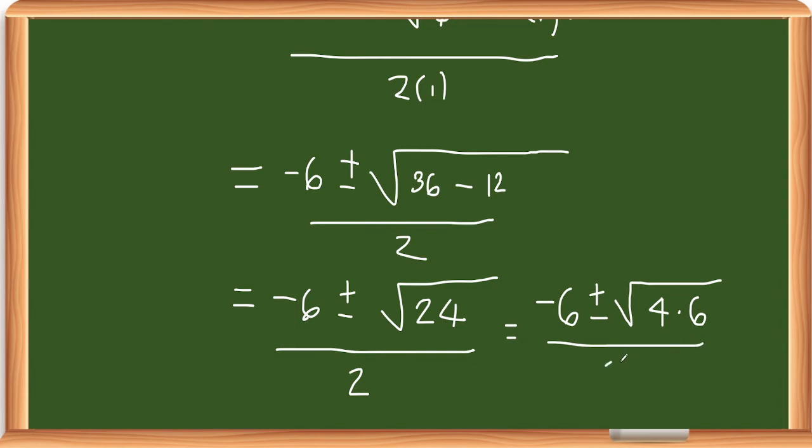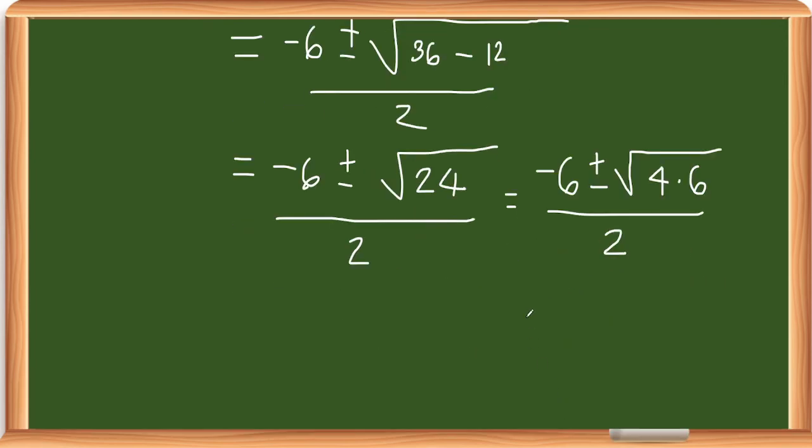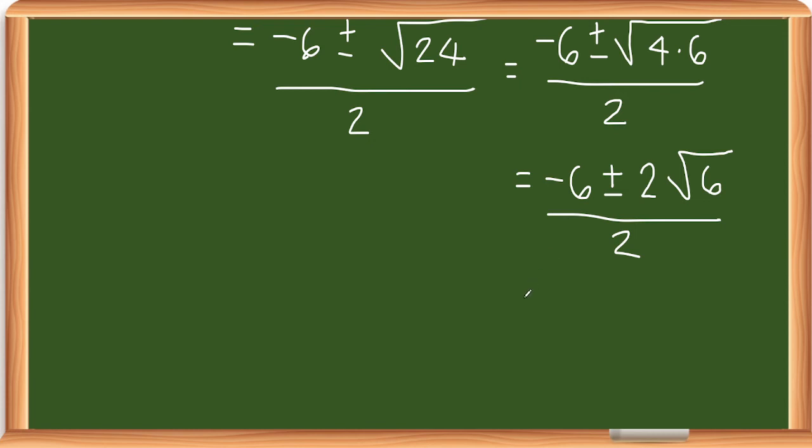All over 2. No? Since 4 is a perfect square, you can take it out of here. So, we can have negative 6 plus and minus. The square root of your 4 becomes 2. Let's remove it from inside the radical sign. What remains is the square root of 6, all over 2. So, if we divide by 2, negative 6 divided by 2 is negative 3. And then plus and minus, 2 divided by 2 is 1. So, just the square root of 6. So, that will be your x.